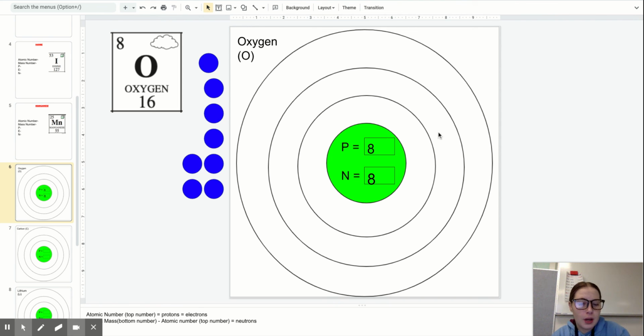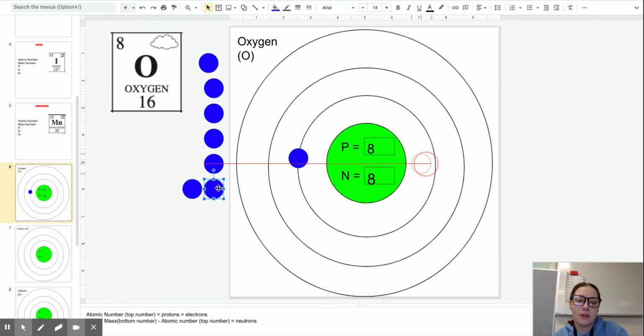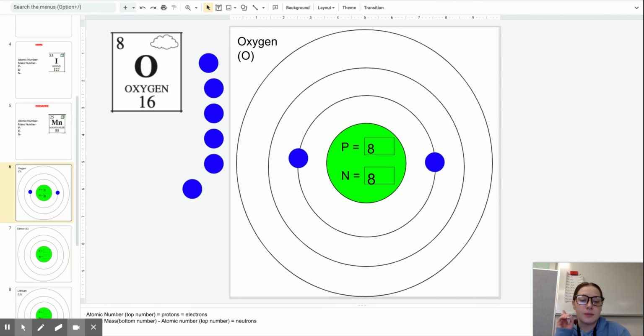So the rules with the Bohr model is that the first energy level can only hold 2 electrons. So what I'm looking for here is that you are clicking and dragging the appropriate number of electrons. All right, so the first energy field is only capable of holding 2 electrons. But then the second and the third are capable of holding 8. So we need to be careful on how we place them, because that's just how the Bohr model works. We have to place them in certain areas around the energy fields.